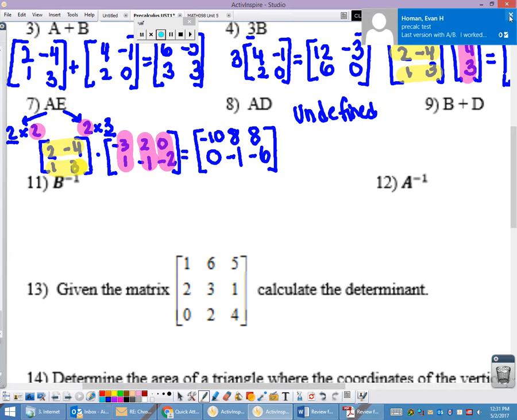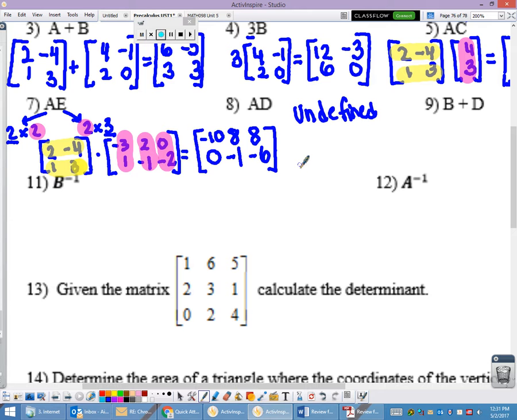And that is because the columns in matrix A, which is a 2 by 2, do not match the rows in matrix D, because that is a 1 by 2. So again, these two numbers do not match, so it is not possible.